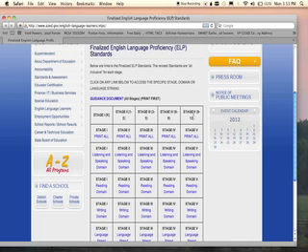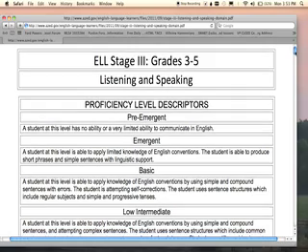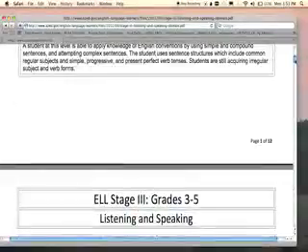And our first language objective had to do with a classroom discussion. So that's going to be in the listening and speaking domain. So I'm going to pull up the listening and speaking domain. Now on the first page, when we get to this website and this link, we have again the proficiency level descriptors, and they are the 6 we've been talking about.